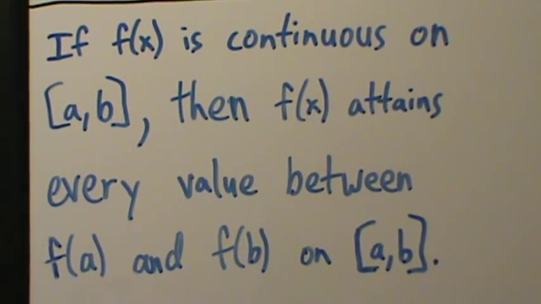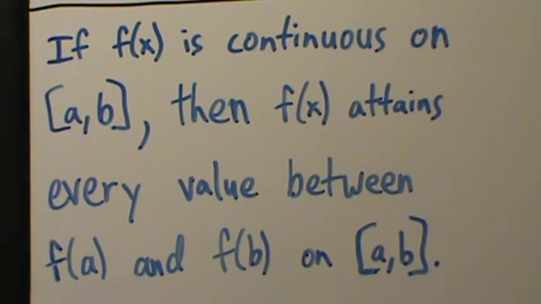So basically, this theorem says if f of x is continuous on a to b, then f of x attains every value between f of a and f of b on this interval from a to b. Okay, so that might sound kind of confusing, like a mouthful. The fact is there are a lot of different ways to state this theorem, but it's really just a bunch of different ways of saying the same thing. And all it really says is that if you move continuously from one value to another, you hit every value in between.